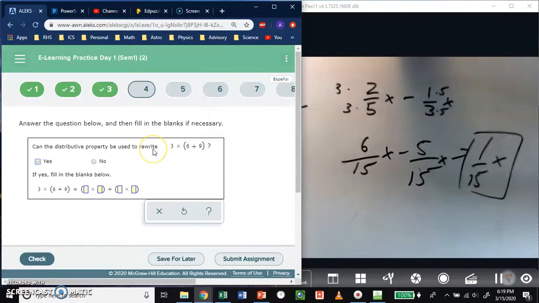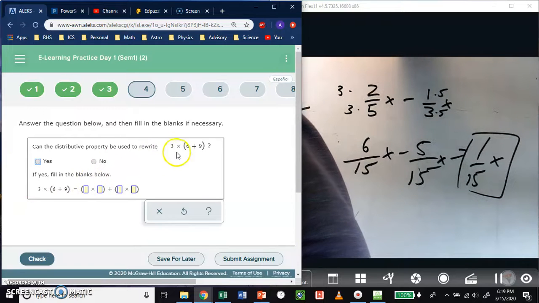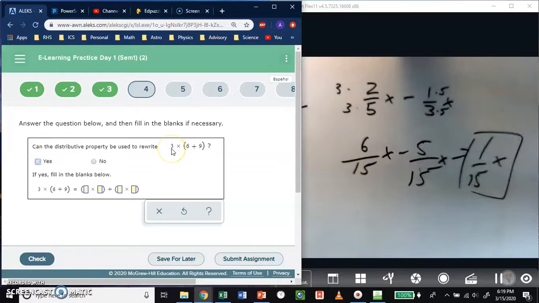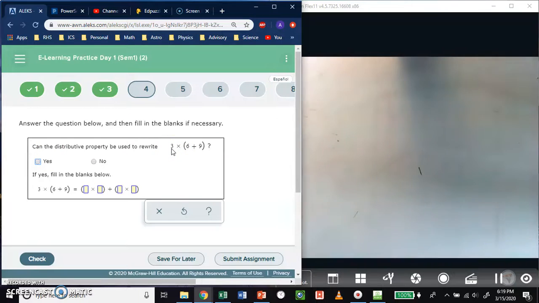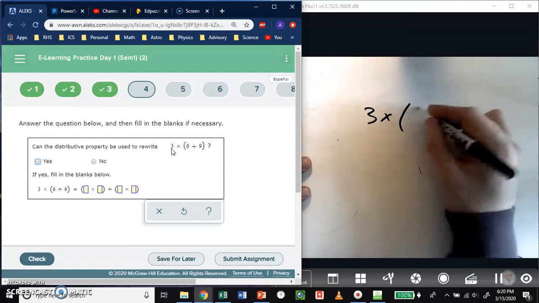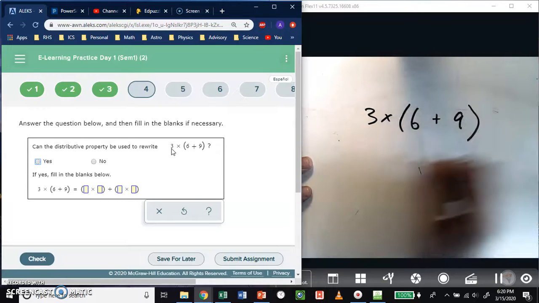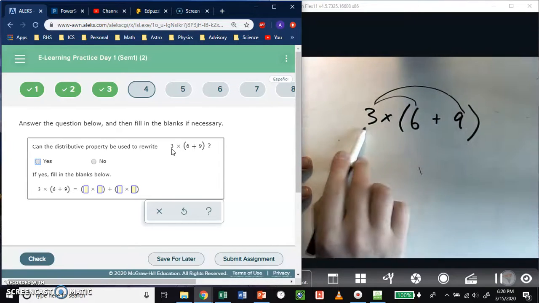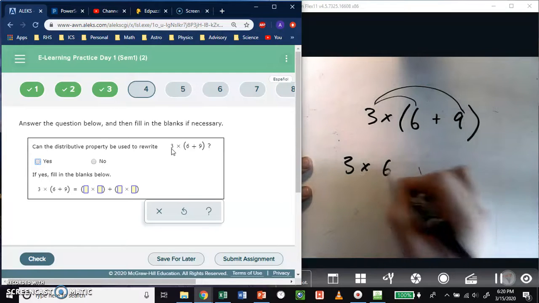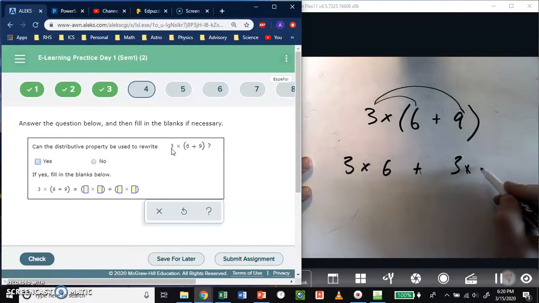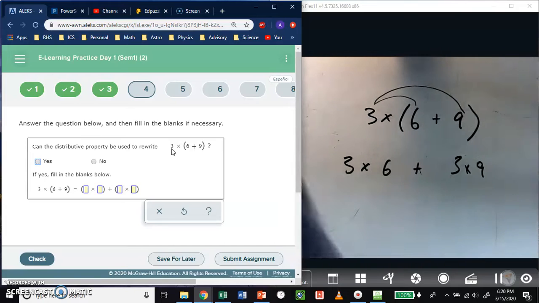a question about distributing. Now this one's a little bit funny, so that's why I wanted to show it to you. Here it's asking me to distribute. Can I do this? Well, if you remember, distributive property is when you multiply by parentheses. So 3 times 6 plus 9. And you're used to seeing this kind of thing. What this means is do 3 times 6 plus 3 times 9. So the way Alex wants you to do this, you're going to click yes, and then you're going to actually type this out. So 3 times 6 and 3 times 9, and then you'll hit check.